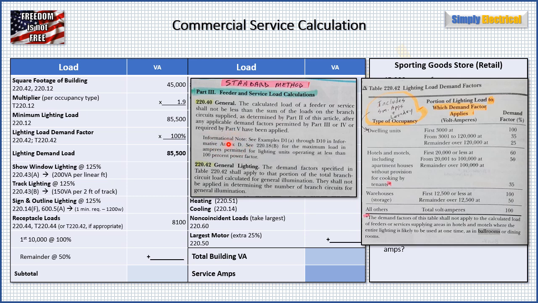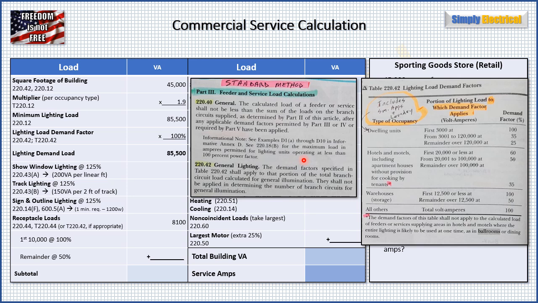Alright, there's an informational note that just tells you to go check out the back of the code book in Annex D, and you can find some examples of these calculations being done. I find these examples to be not as helpful as they could be, because it's hard to follow sometimes where they're getting their information from and why they're doing what they're doing. So it's not as clear as I think it could be and probably should be, but they do help if you want to rummage through those and see what you can get out of those examples they provide to you.